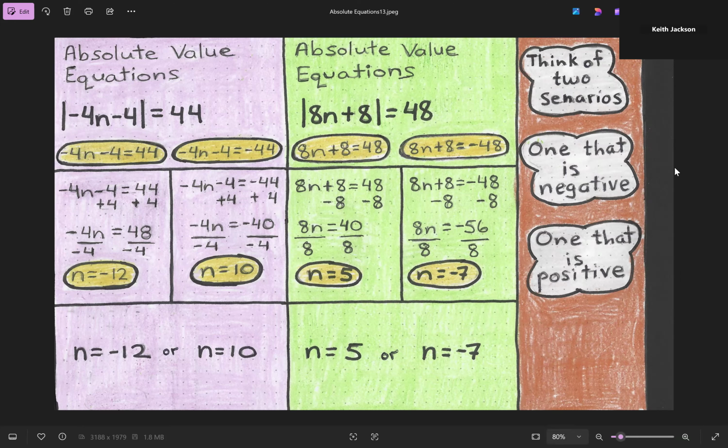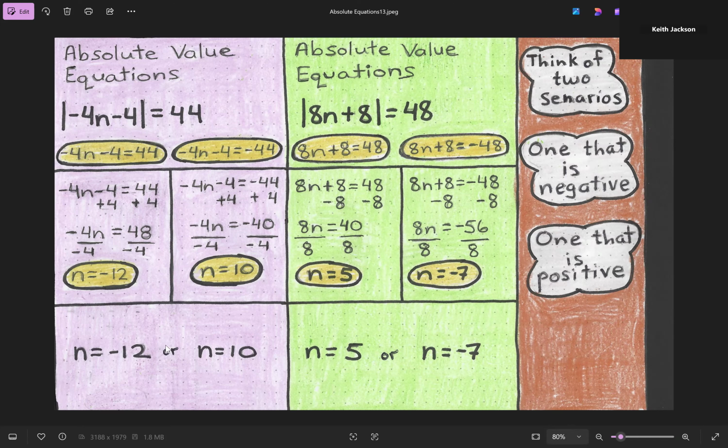This is our third video as it relates to the understanding of absolute value equations. And we have two big examples, but before we get started on those two big examples, think like this. Think of two scenarios. One scenario will be negative and the other will be positive. And let's go to those two big examples to show you how we can work these particular problems out. All right, so here we go.